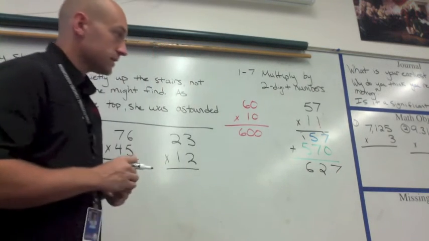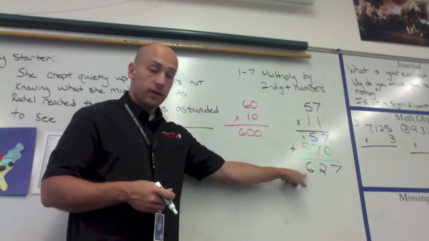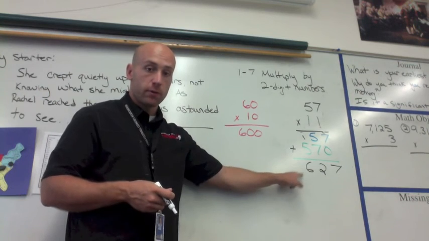So our estimate is really close. Our estimate is 600 and our real answer is 627. I think we're probably right.